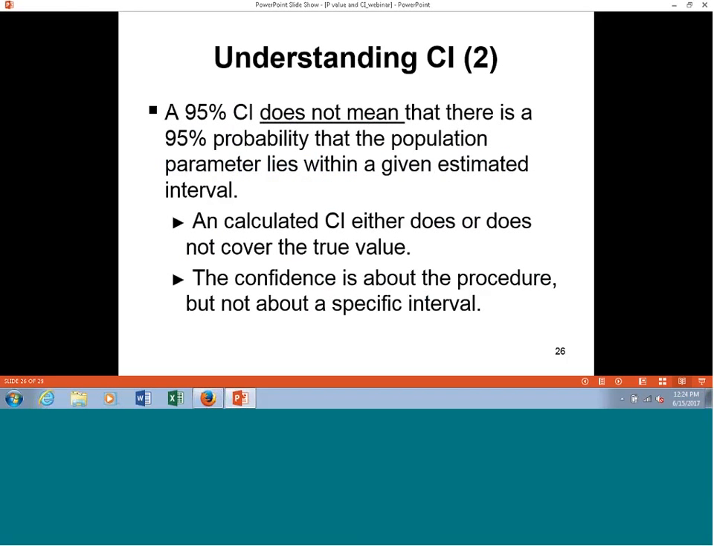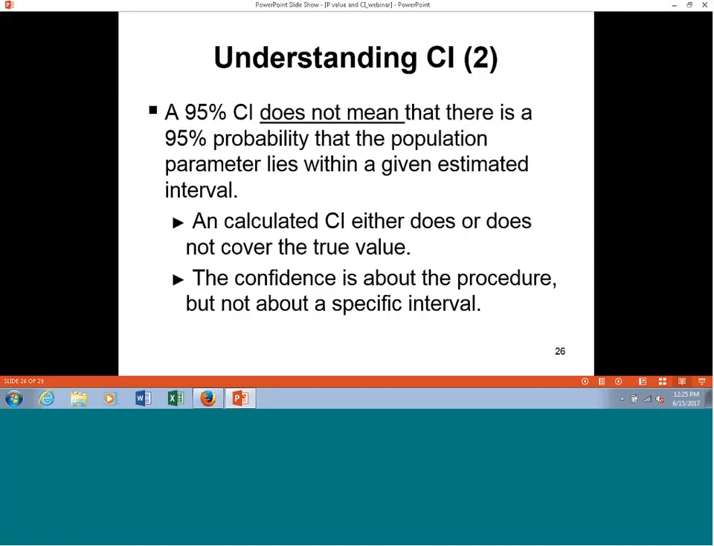A 95% confidence interval does not mean that there is a 95% probability that the population parameter lies within the given estimated interval. It also does not mean a 95% probability that the calculated interval covers the unknown parameter. For example, we report 95% confidence interval of the difference is -3 to 5. The interval -3 to 5 either does or does not include the true value. The probability of this interval covering the true value is 100% if it does and 0 if it does not.